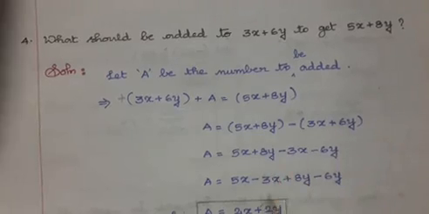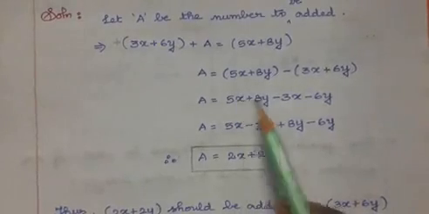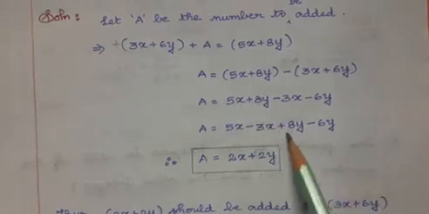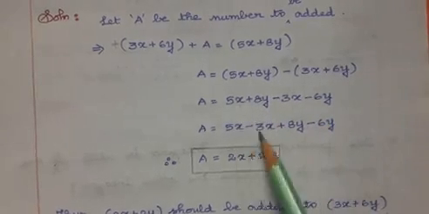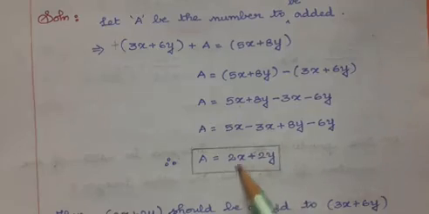So arrange the like terms together. Like terms are nothing but the terms which have the same variable. So 5x minus 3x plus 8y minus 6y. So now solve the like terms. 5x minus 3x is equal to 2x.